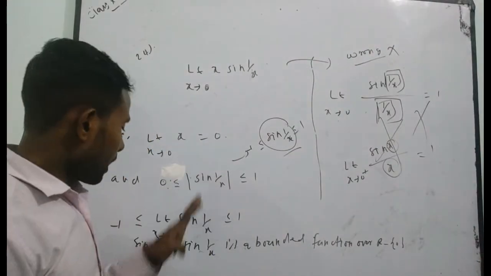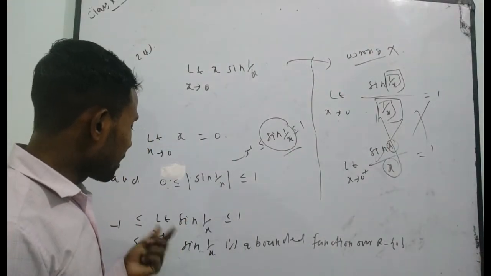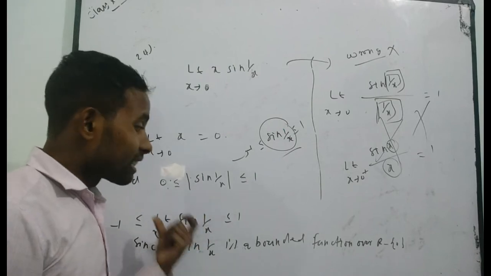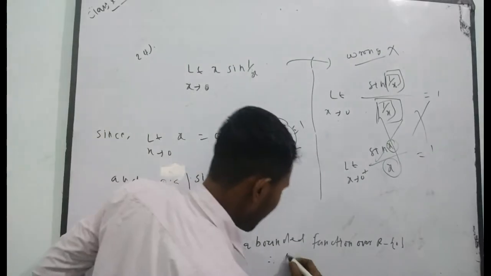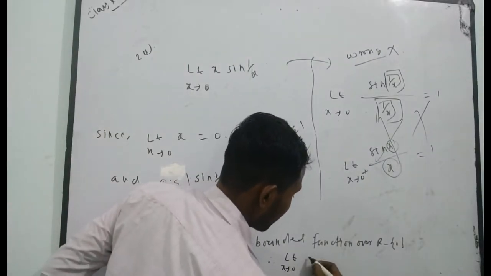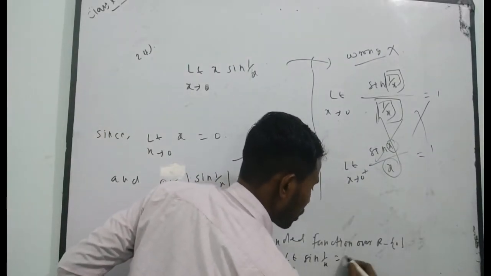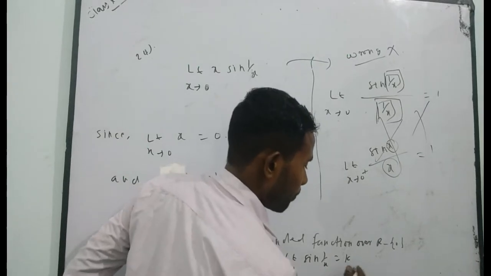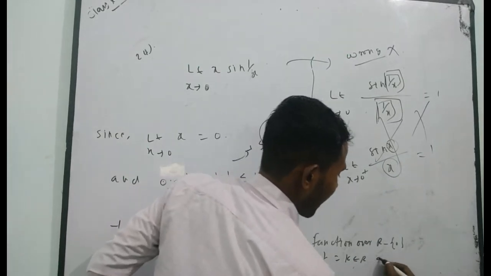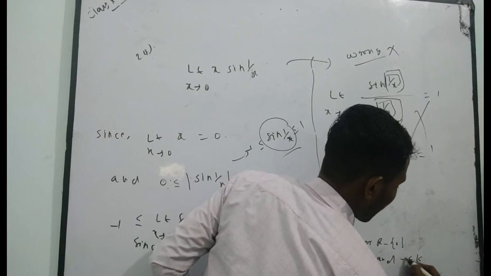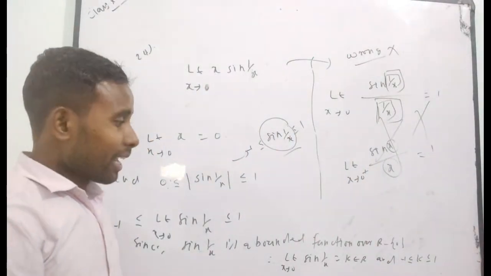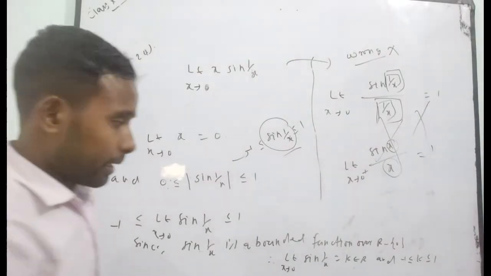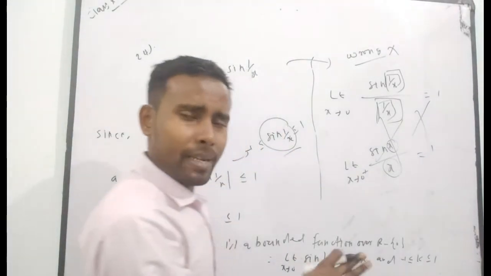That means if you consider the limit, I want to write here: the limit as x tends to 0 of sin(1/x) is equal to k, where k belongs to the real numbers and k is greater than or equal to -1 but less than or equal to 1. This is a simple concept. Now it may be any value.